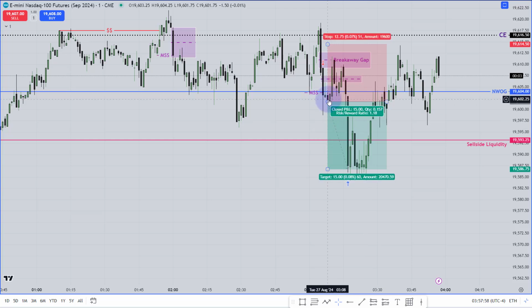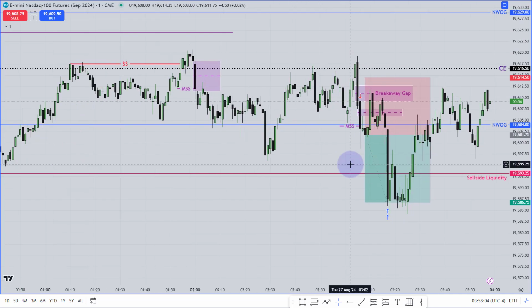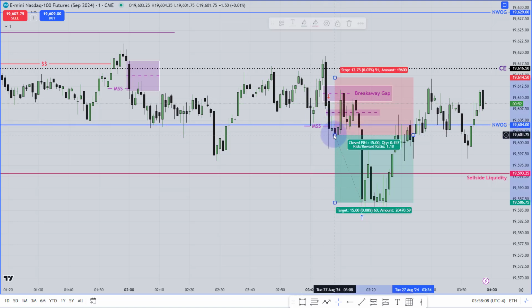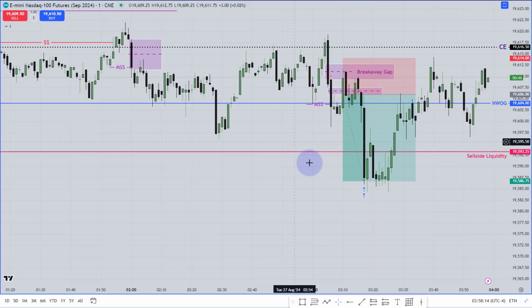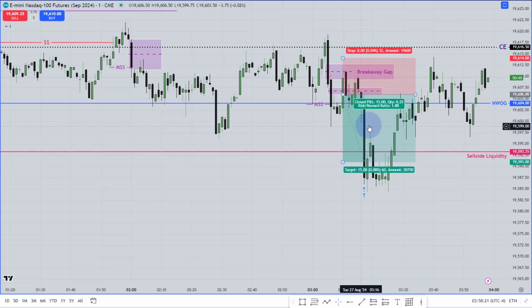Now, if you don't want to understand this inside setup, this setup is inside that setup, no worries. You will see this is your first setup after taking the liquidity. Market structure shift, you had the fair value gap over there, the entry fair value gap, you will take your entry over there. Your stop loss is going to cover the breakaway gap, and you are going to hold it until the 15. Okay, here is the 15 handles, so that is going to be your trade.